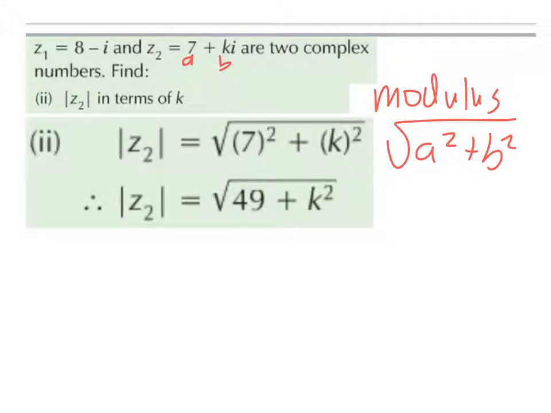So we have the square root. A squared is going to be 7 squared plus b squared is going to be k squared. So we ignore the i and we keep the k. So we've got k squared. Then we simplify as much as we can. 7 squared is 49 and k squared just stays as k squared. So we cannot simplify anymore because k is an unknown value. So the modulus of z2 is the square root of 49 plus k squared.